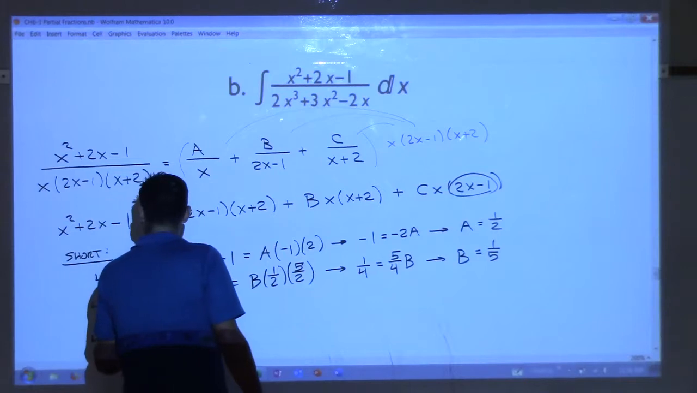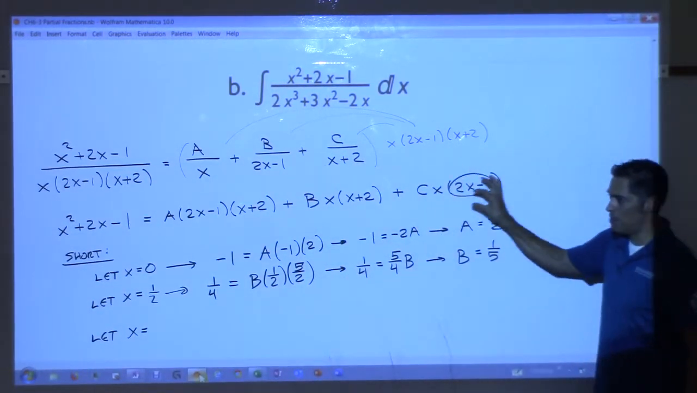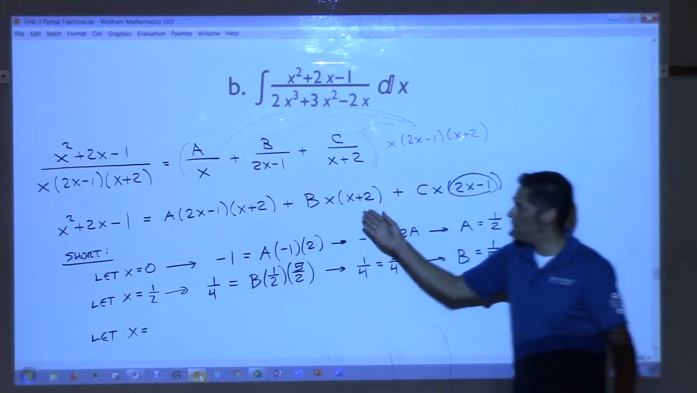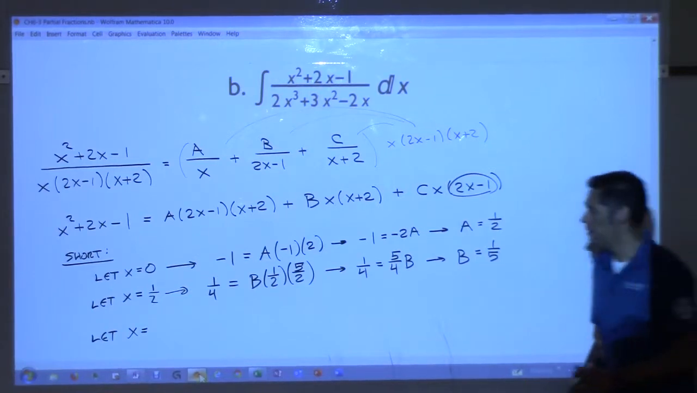Okay, last one. I need to let x be something. I want to preserve this one this time, so I get c. So I need to pick an x that's going to kill these two. -2.